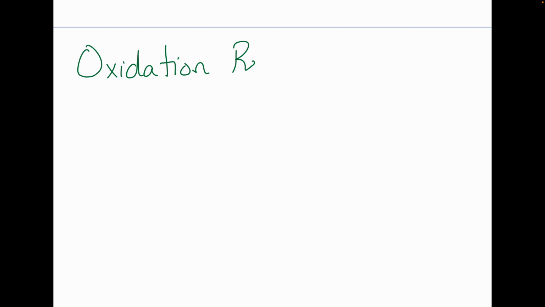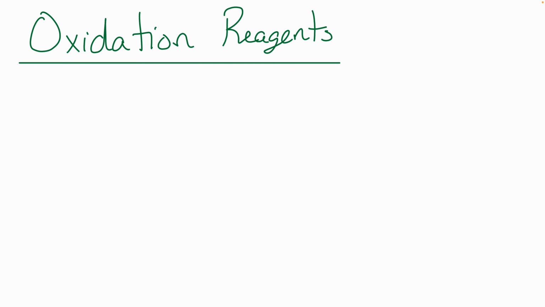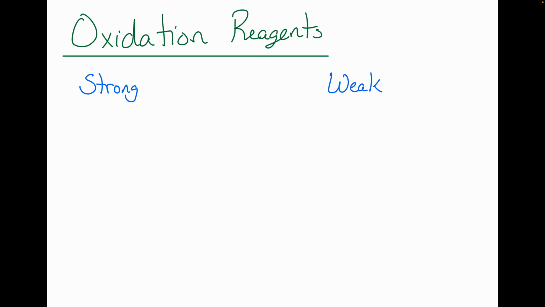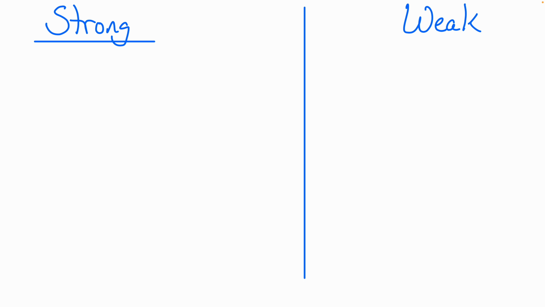I guess we'll start with our oxidation reagents first. And what we're going to do is we're going to throw these oxidation reagents into two buckets. What we call our strong oxidizers, and then what we call our weak oxidizers. We're going to have two categories for these oxidation agents. Our strong oxidizers are those oxidizers that we were introduced to last chapter. We have our sodium dichromate in that dilute sulfuric acid.